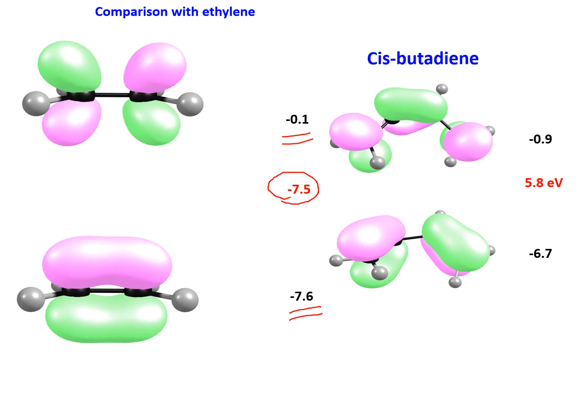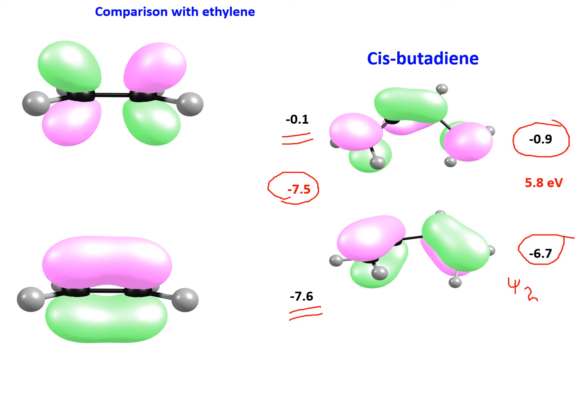When you take the butadiene in the cis form, the bonding orbital is at minus 6.7. This is the psi2. The psi2 orbital is at minus 6.7 electron volts. On the other hand, the lowest unoccupied molecular orbital is at minus 0.9.